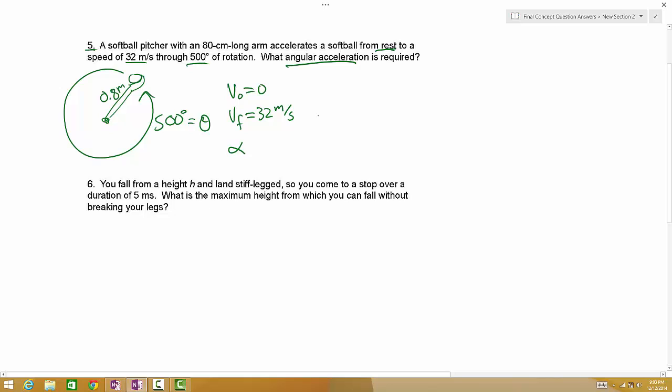Since it's angular, we'll probably have to use one of these angular kinematic equations, and we'll probably use one that doesn't involve time. So if you look at your cheat sheet, hopefully you have this one: omega final squared equals omega naught squared plus 2 alpha, which I think we're assuming is constant here. That's something that wasn't said, but safe to assume. Otherwise, we couldn't solve this. So, times the change in the angle.